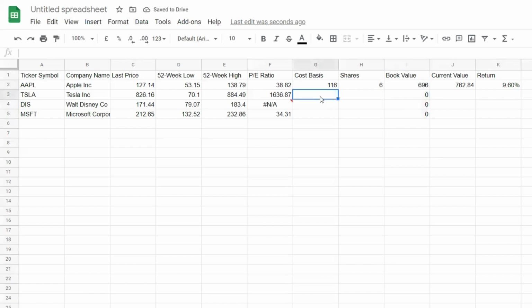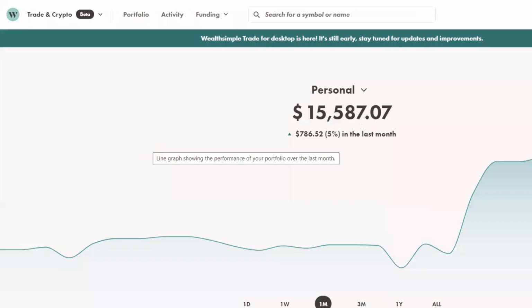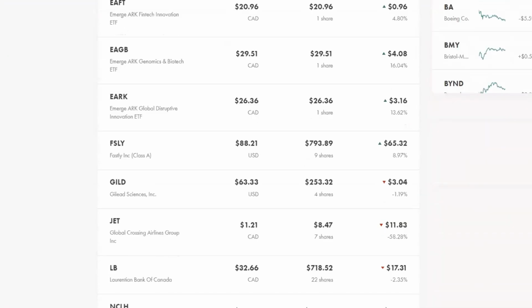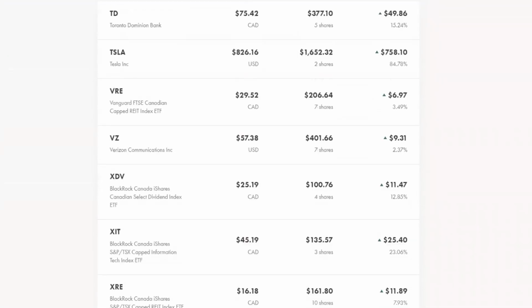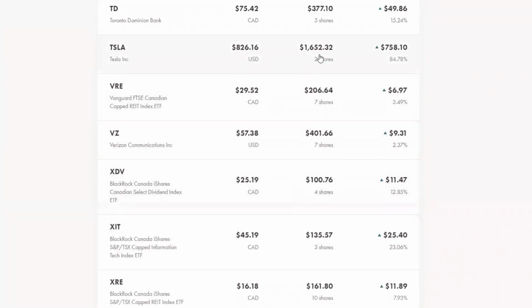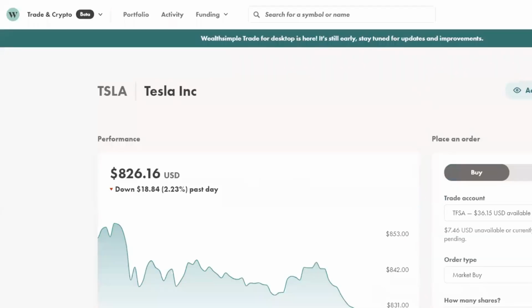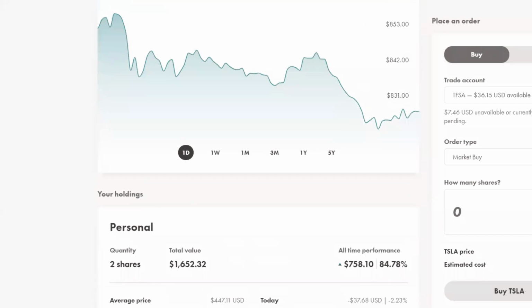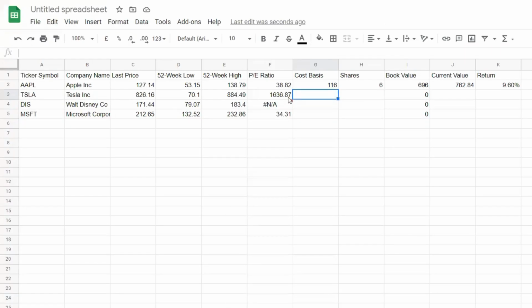So for the sake of example, here in my Wealthsimple Trade account, I'm going to scroll down and find my shares of Tesla. Okay, there you go. We have 2 shares of Tesla here. I'm showing an incredible around 85 or 84% return. What was our average price? Average price is 447.11. So I'm going to put 447.11. Okay, we have 2 shares of it, and from here, you can calculate essentially everything automatically.